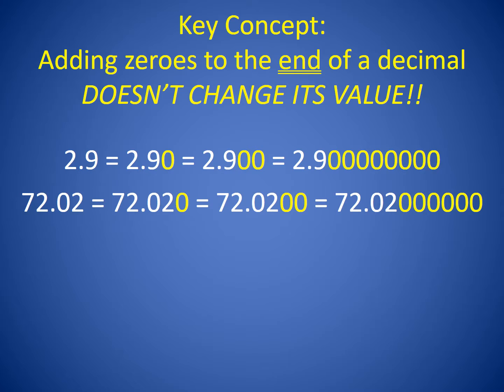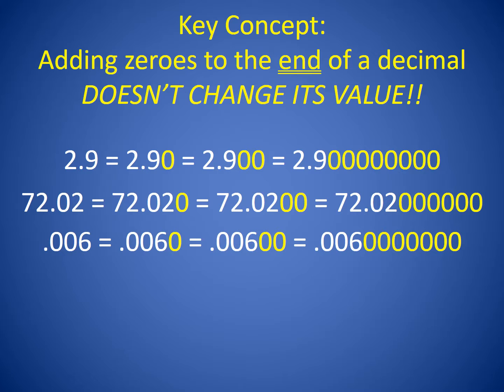Another example, 72.02. I can add one zero, I can add two zeros, I can add as many as I want. Again, the key is I'm adding them to the end of the decimal portion of that number. Last one, 0.006. I can keep the 006 and just start adding zeros, as many as I want, until I get tired of adding zeros, and it has no impact on the value of the number. Again, the key is at the end.